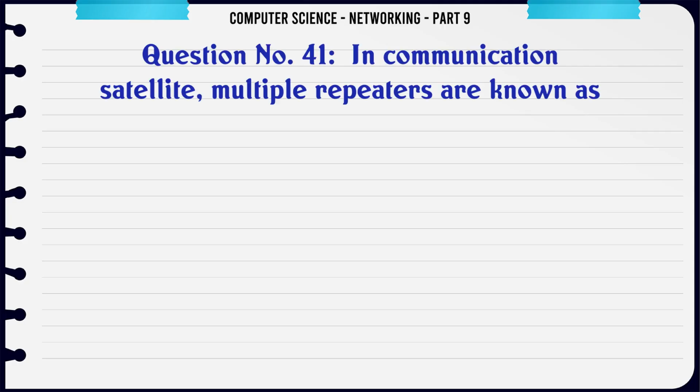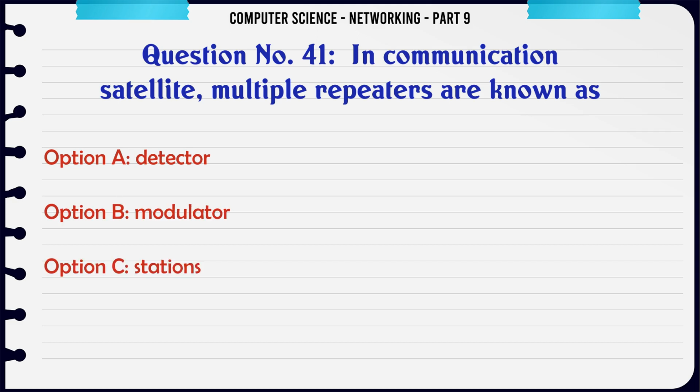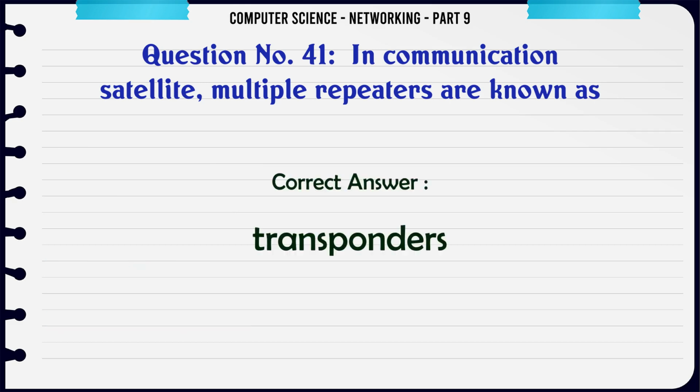In communications satellites, multiple repeaters are known as A. Detector. B. Modulator. C. Stations. D. Transponders. The correct answer is transponders.